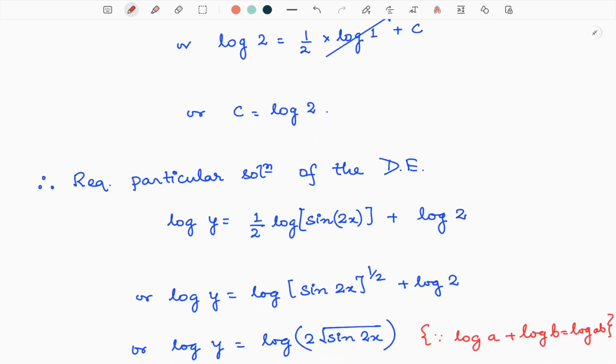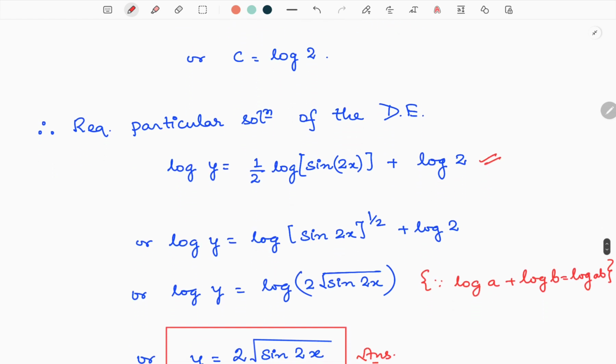If you leave your answer up to this step, you might not get full marks, because if everything is in log, you can further solve the equation by using the properties of log. As you know, the half written here you can take as the power in front of the term which is written after the log. So I have taken half here. You can see it will become square root of sin 2x.